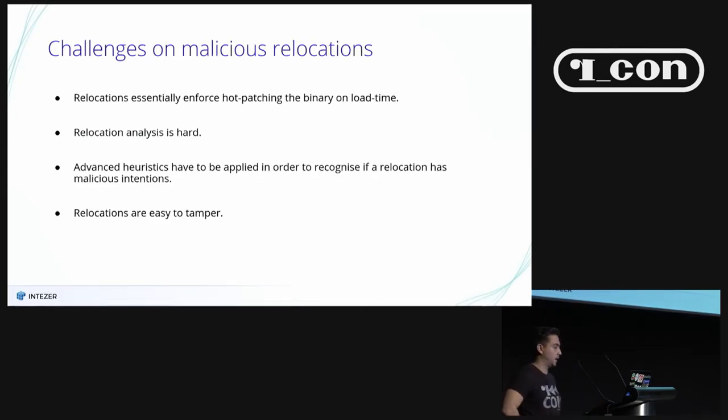I'll explain it in a moment. I just want to say that detecting malicious relocations is actually not trivial, because literally the nature of relocations is hot patching the binary on load time. So when you have some write primitive like this, it's not that trivial to say whether this is legitimate or not, right? So relocation analysis is hard by nature, and advanced heuristics usually have to be applied in order to recognize whether a relocation has malicious intentions or not.